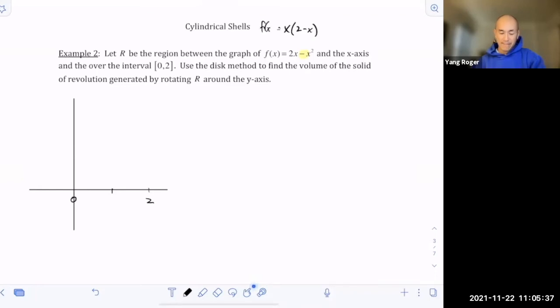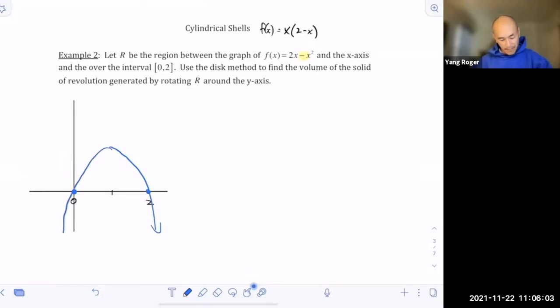This is f of x. What this tells me is that this is equal to 0 when x is equal to 0 and when x is equal to 2. So I know it's a parabola opening downwards. I know that at 0, it's 0, and at 2, it's also 0. It's probably going to look something like this. This is enough of a picture for me to be able to do this problem. Are there any questions about what I've said so far?